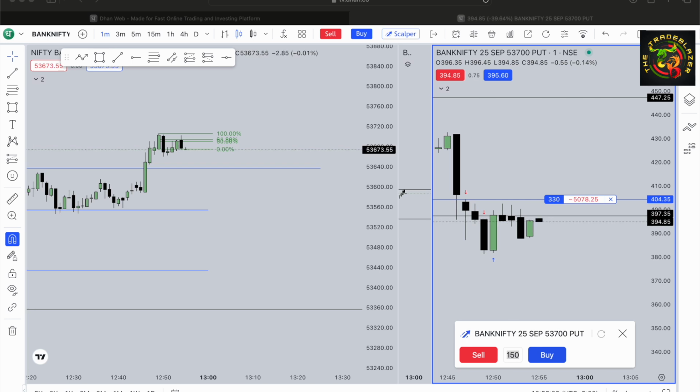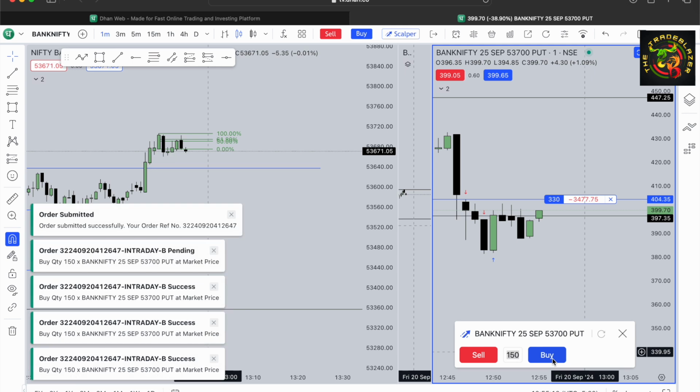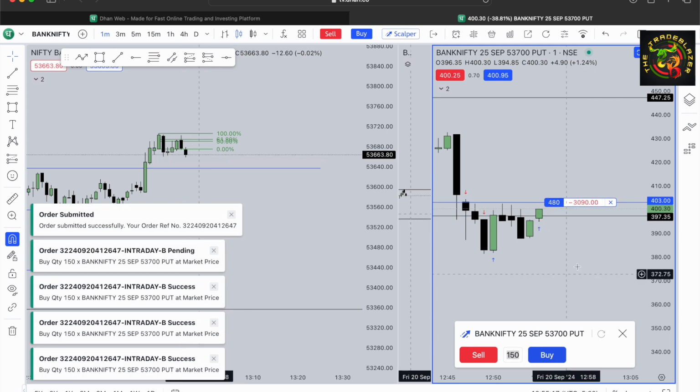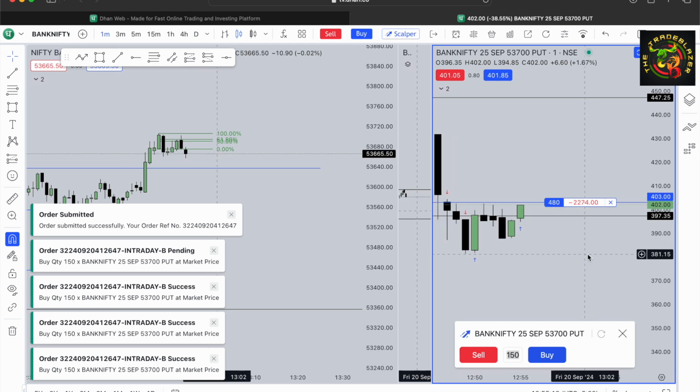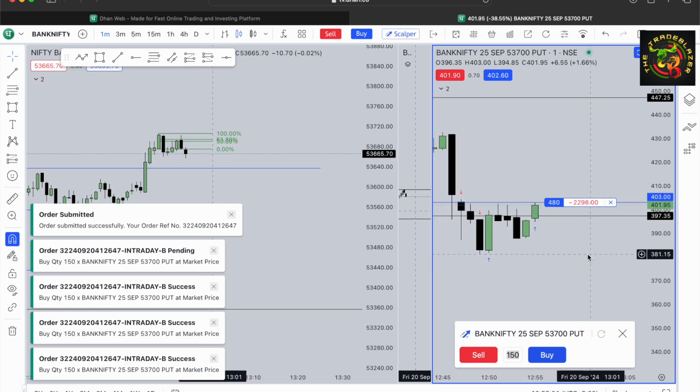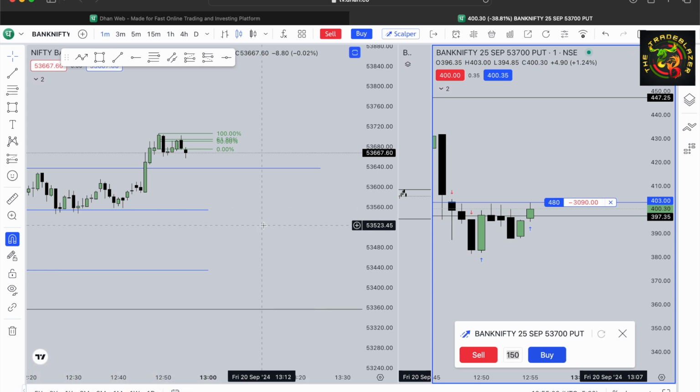Did you observe price tried to move above the 50% zone, the golden fib zone, but then took resistance and closed below the fib levels. Okay, that's the reason I have added more quantity here and will try to book the profit if I get my target. Okay, so we'll see.